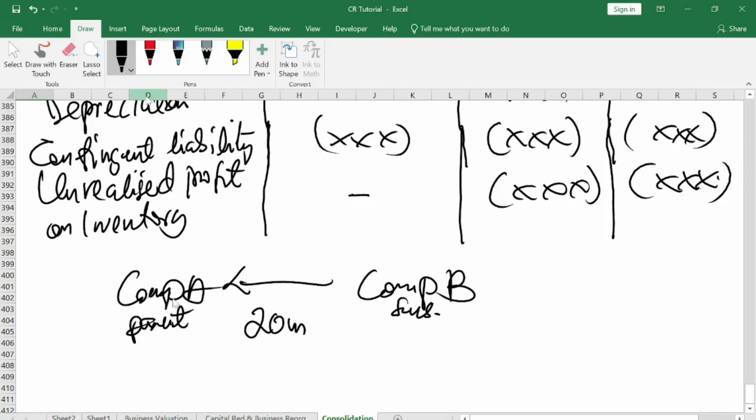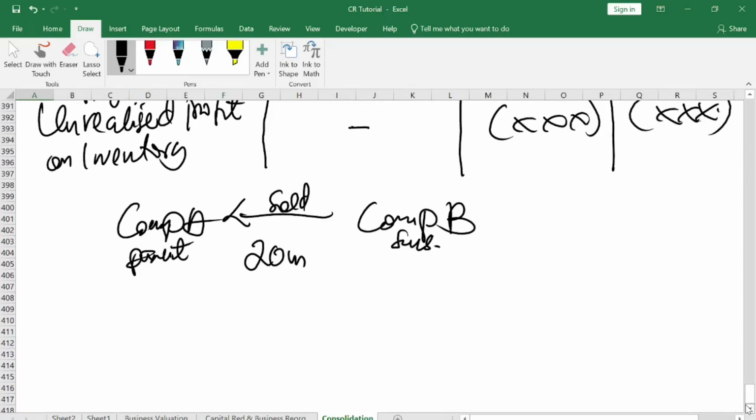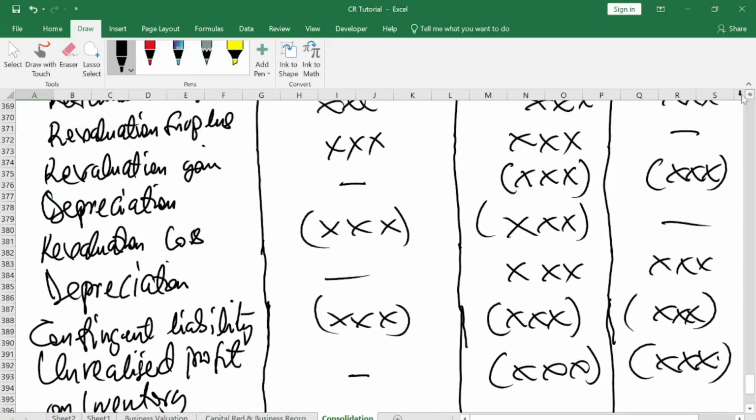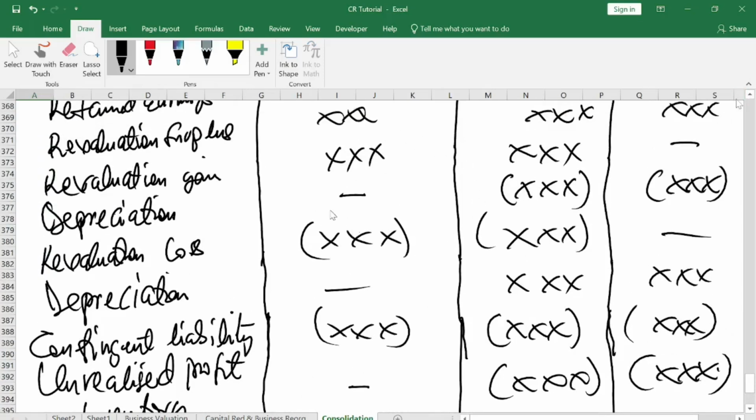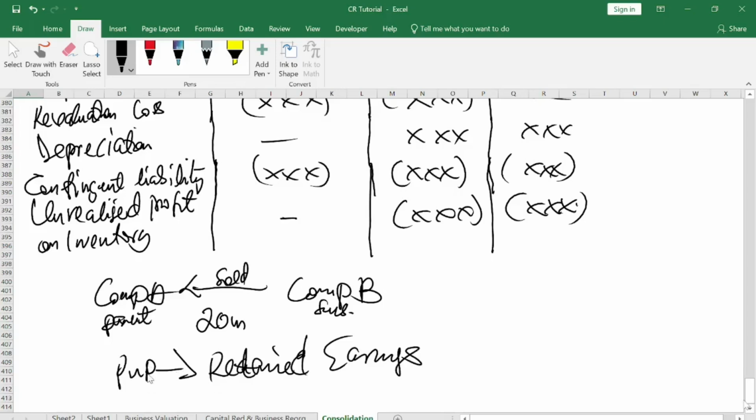So the subsidiary sold to the parent. Who is making the profit? Since it was sold to the parent, the subsidiary will make the profit, in the normal business. Good. Then the PUP will be treated here. Provision for unrealized profit will be treated here. Are you with me? Okay. Yes, sir. Good. So if it is the parent that is making the profit, then the PUP will be treated in retained earnings.